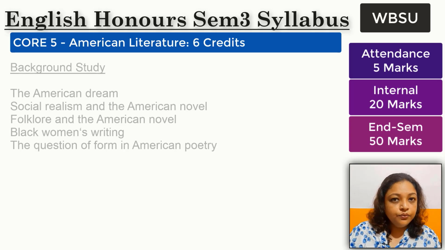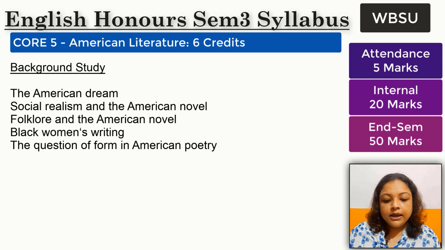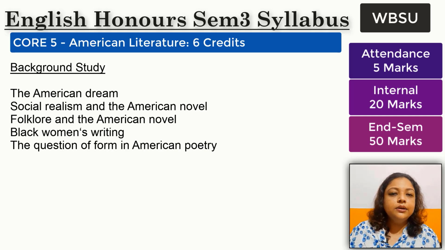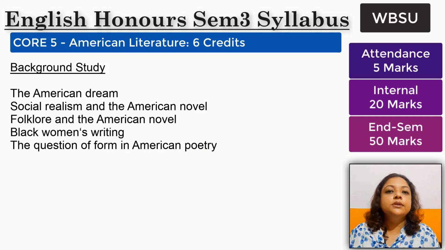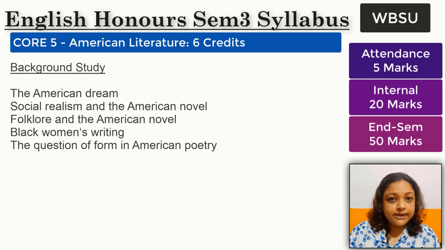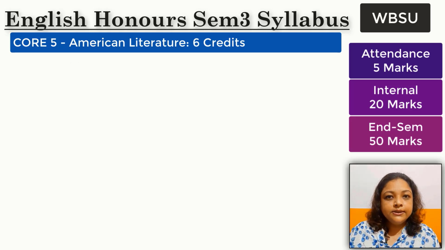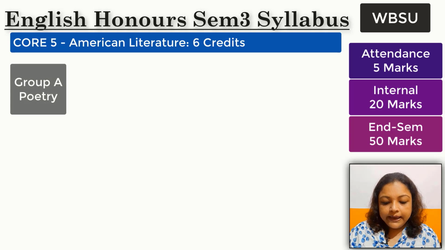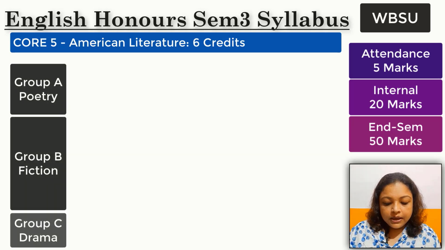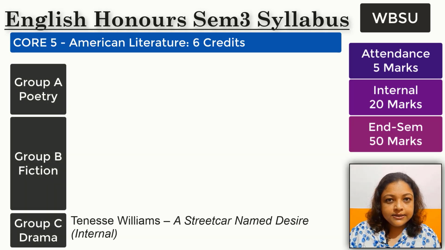Here, the background which you need to know is the American dream, social realism, the American novel, folklore and the American novel, black women's writing, and the question of form in American poetry. So these are the background topics which will help you understand the text. You need to prepare the text under Group A, Group B and Group C. Group C is for internal and I'm coming to that later.